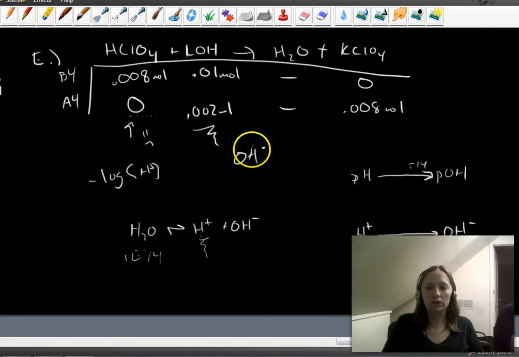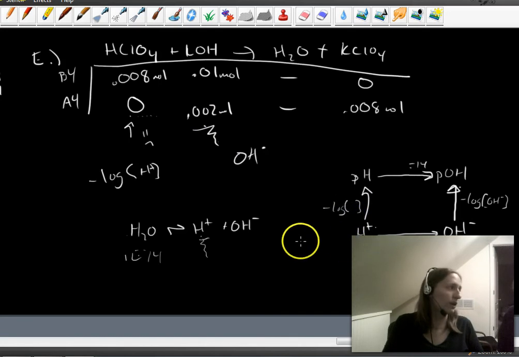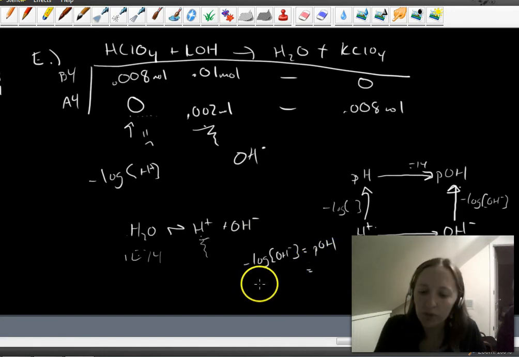So what else do we have? We have this, which we can do the negative log of your OH minus concentration to get you to the pOH. So what I'm going to recommend is that we go from OH to pOH to pH. We could go from OH to H plus to pH and divide 1e negative 14 by 0.002 and then do negative log this way. Doesn't matter, you could go either way. I'm going to go this way. So that's negative log of my OH minus concentration. That's my pOH.